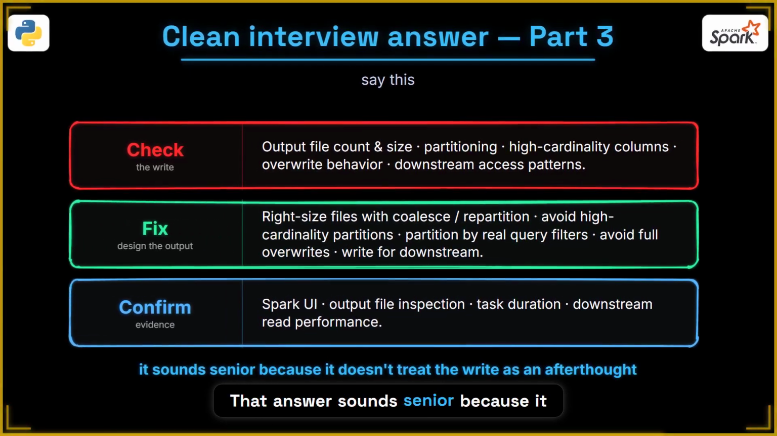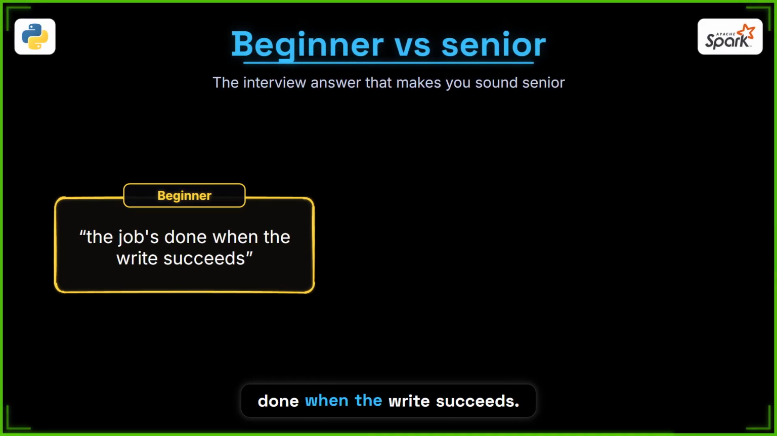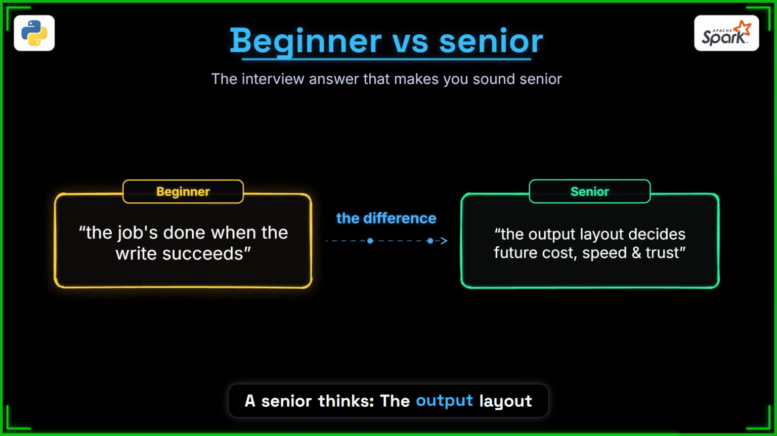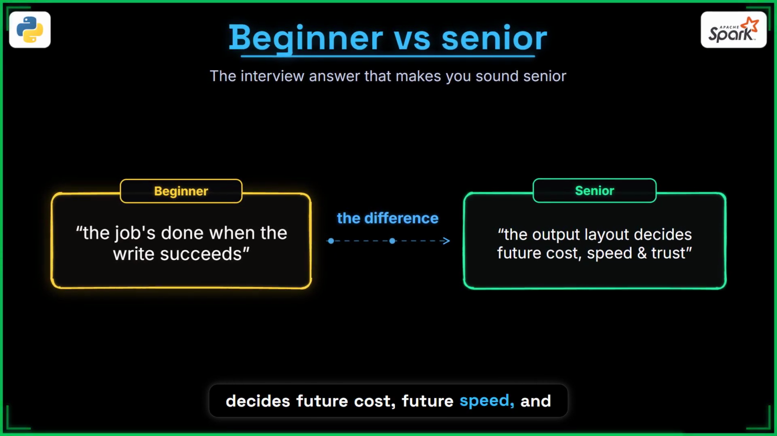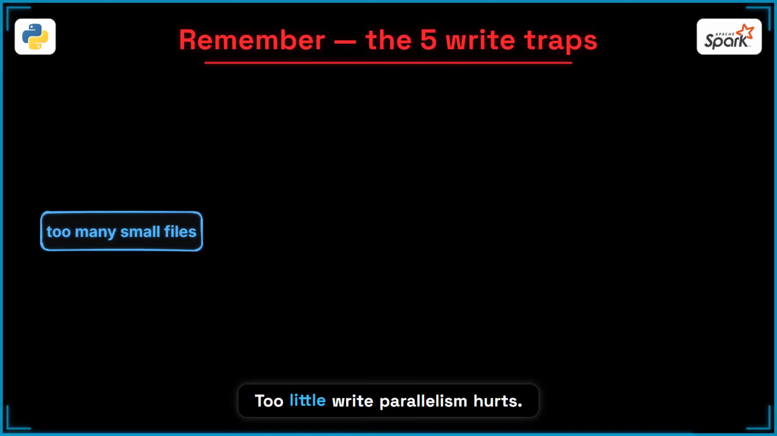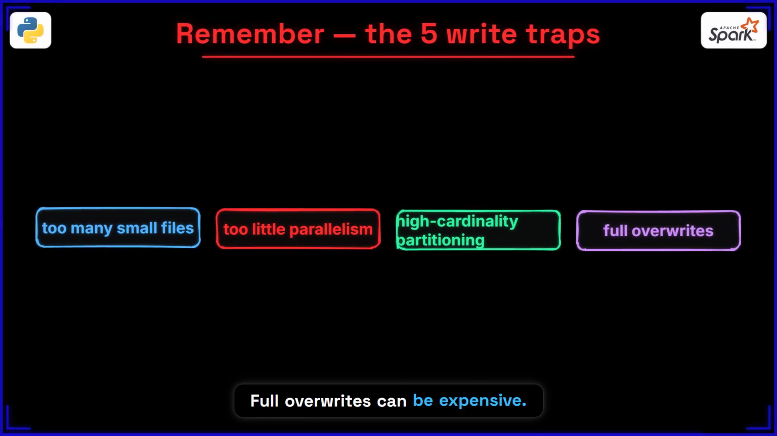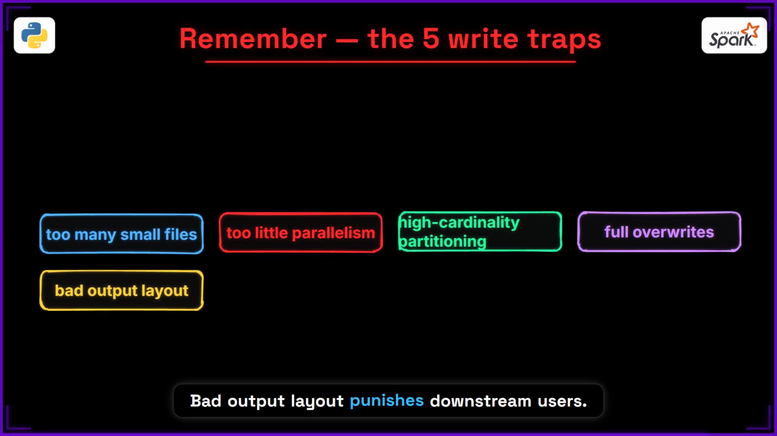That answer sounds senior because it does not treat write as an afterthought. A beginner thinks the job is done when the write succeeds, but a senior thinks the output layout decides future cost, future speed, and future trust as well. That is the difference. So remember, too many small files hurt, too little write parallelism hurts, high-cardinality partitioning hurts, full overwrites can be expensive, and bad output layout punishes downstream users.